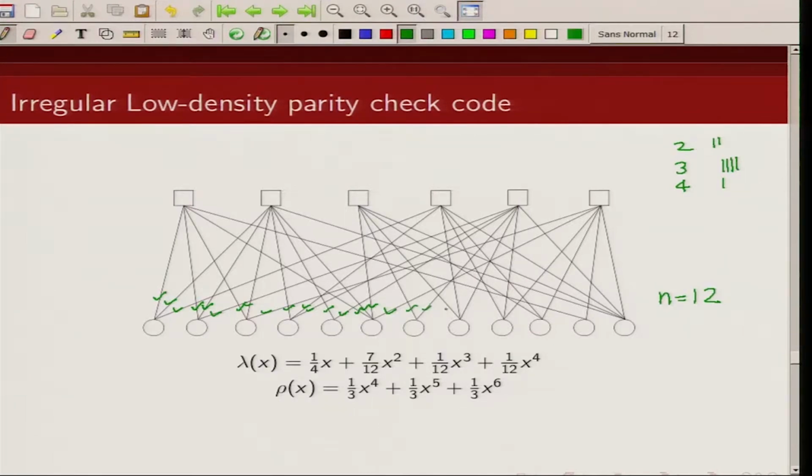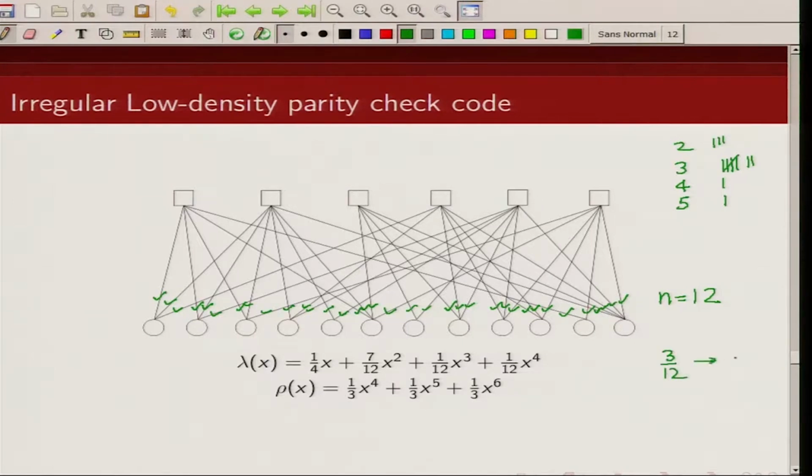This is participating in 3, 1, 2, 3. This is participating in 3, 1, 2, 3. It is participating in 3, 1, 2, 3. It is participating in 2, 1, 2. And this is participating in 1, 2, 3, 4, 5. Okay. So, how many nodes are participating in 2 parity check constraints? That is 3. So what is the fraction? That is 3 by 12.